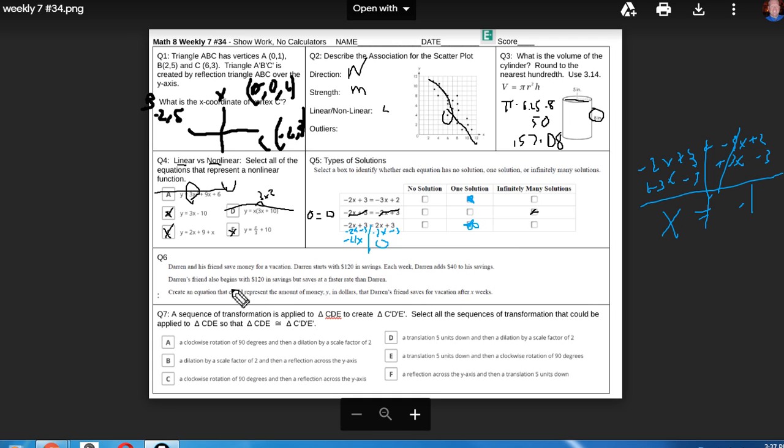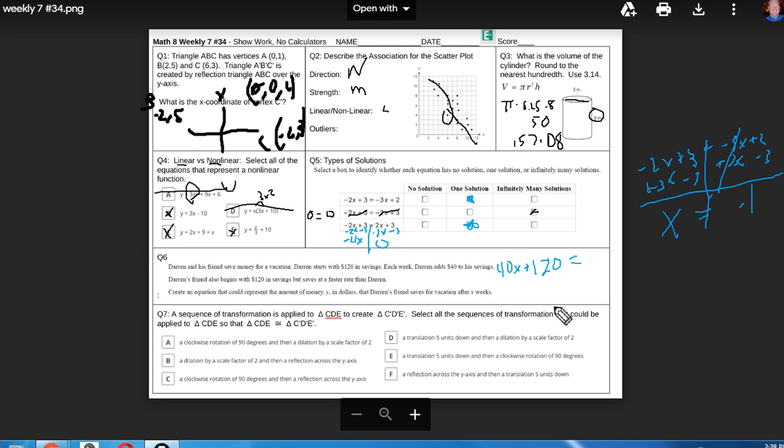X is an answer. Okay, over here we have what basically looks like a system of equations question. Darren and his friends save money for a vacation. Darren starts at $120 in his savings, and he gains $40 per week, so it's 40x. And this one is Darren's friend, who begins with 120 but saves at a faster rate than Darren. Create an equation that could represent the amount of money in y.